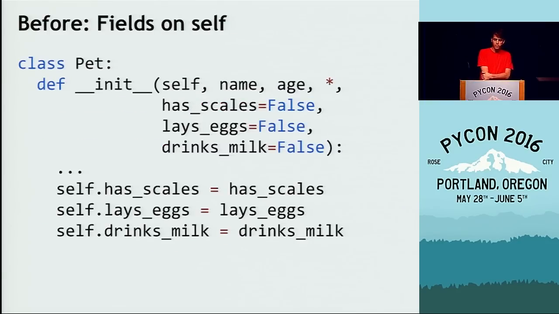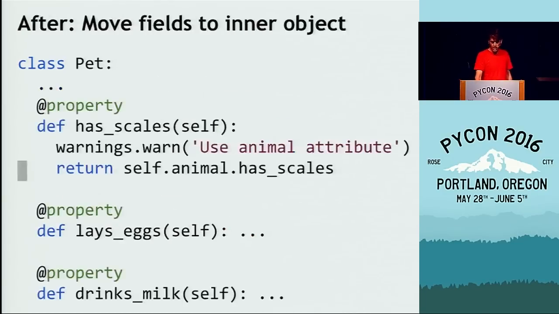The next part of this is the fields. So pet has these fields, has scales, lays eggs, drinks milk. We need to move those fields from pet into the animal. And what I mean by that is that anytime someone accesses pet, I want them to continue to work the way they did, but they should access the animal fields instead of the pet fields.